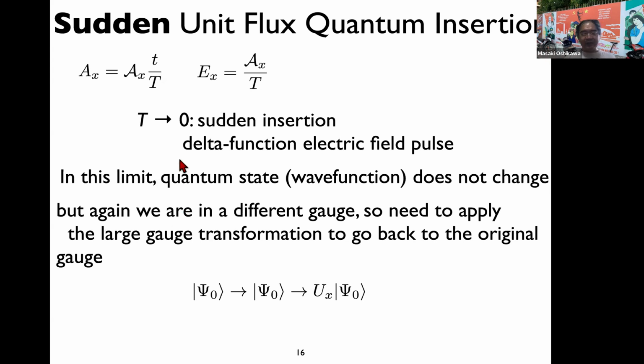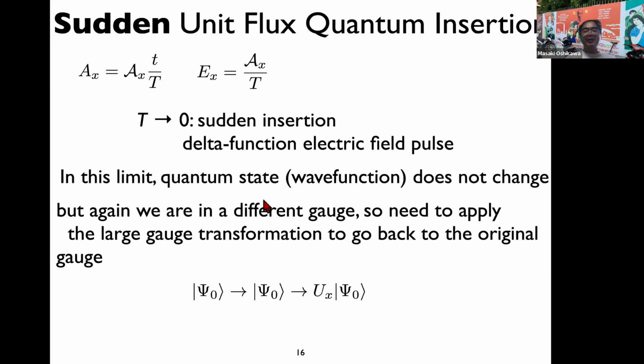But yeah, again, we are in different gauge. So if you really want to compare the final state with the initial state, you need to apply gauge transformation to eliminate the gauge field. Only after you do that can you compare the final state with the initial state. So it's true that in this limit, the sudden approximation becomes exact. So the wave function does not change by applying the delta function electric field pulse.